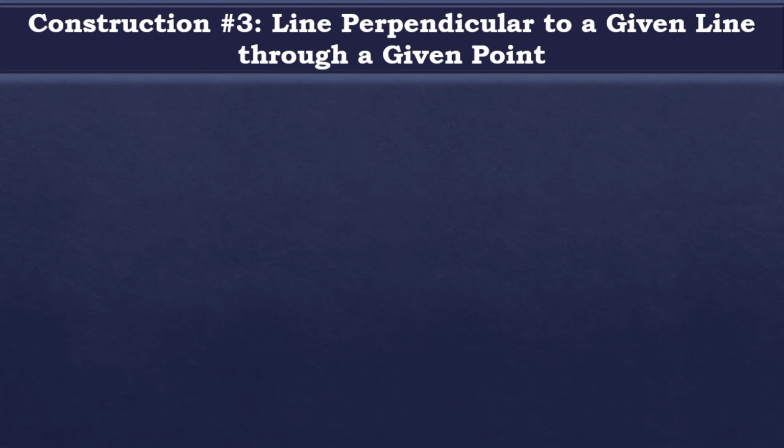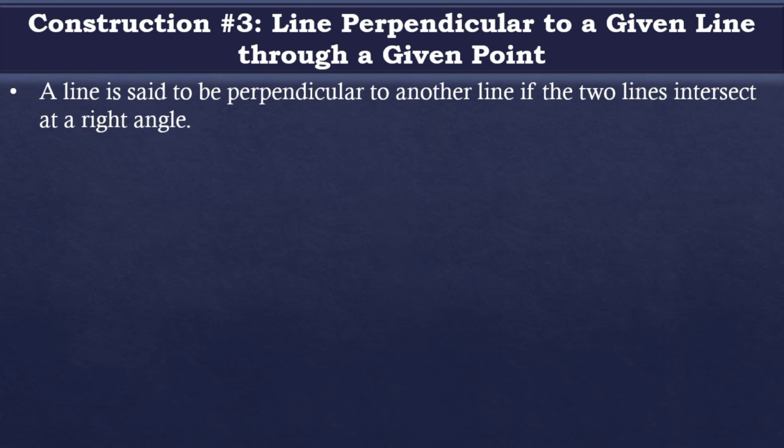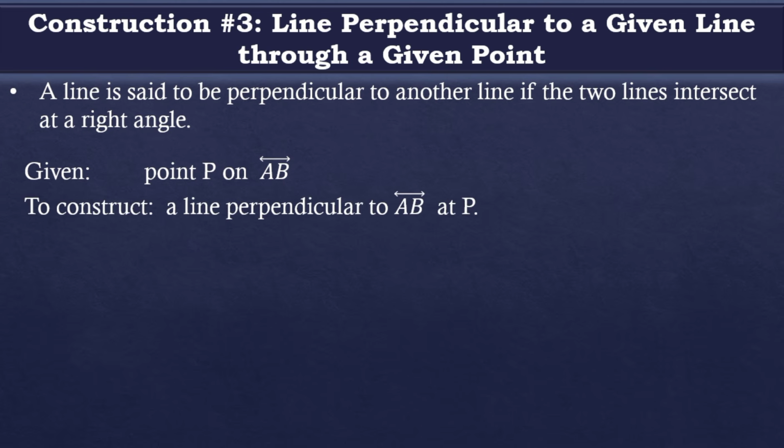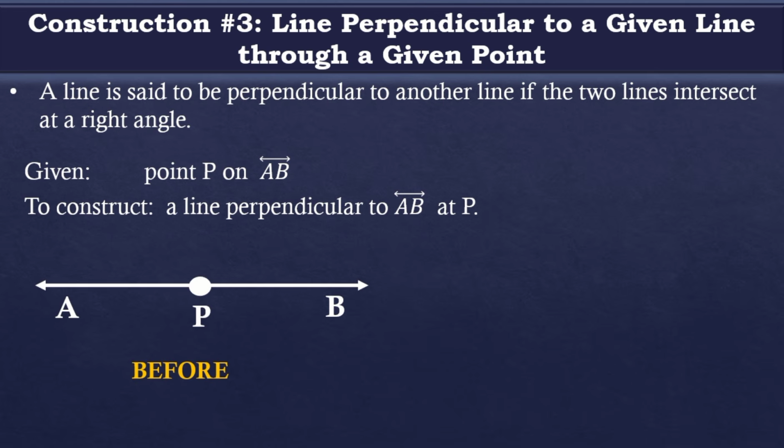Let's have construction number 3. We are asked to construct a line perpendicular to a given line through a given point. So, a line is said to be perpendicular to another line if two lines intersect at a right angle. So, meron siyang mapo-form na right angle dito. So, the given is we have point P on line AB. So, we are asked to construct a line perpendicular to line AB at P. So, sa P siya dadaan. Okay, so ito yung itsura ng ating figure.